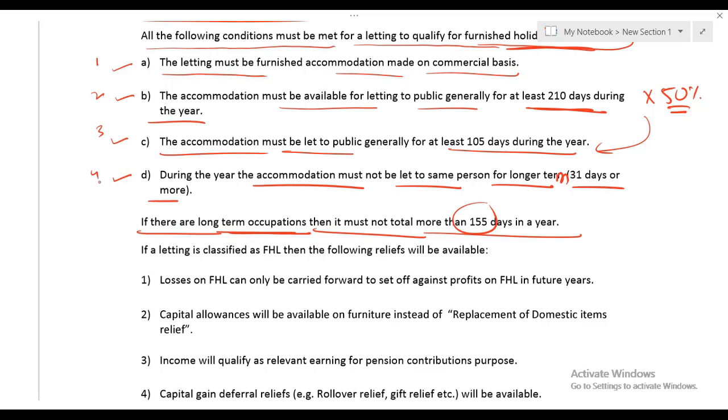So now let us see what are the benefits of furnished holiday letting. If a letting is classified as furnished holiday letting, then the following relief will be available. And you need to remember one thing. Whenever HMRC is going to give you relief, they are going to put certain conditions. You will not get any relief without a condition. That makes sense. When HMRC is giving you a relief, you have to meet certain conditions. So if my property has met A, B, C, D, then I am going to get the relief.